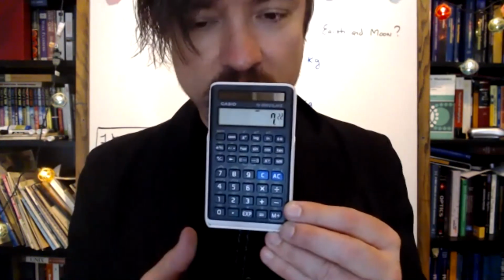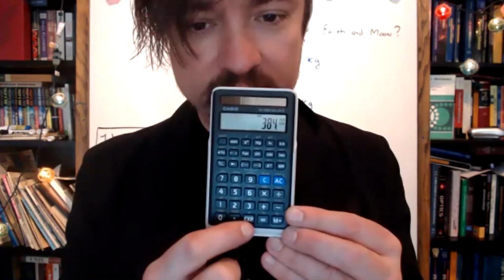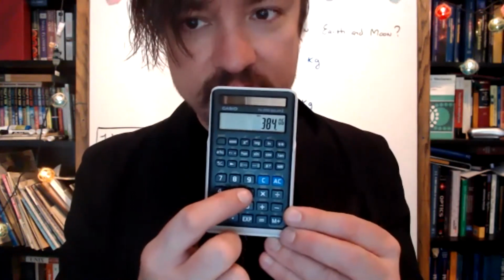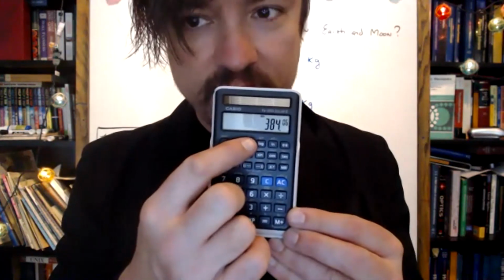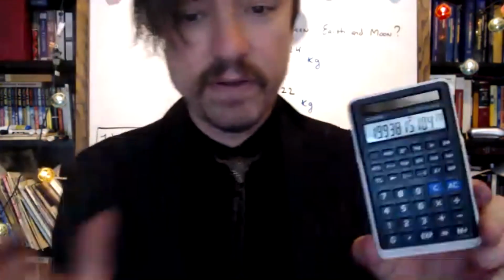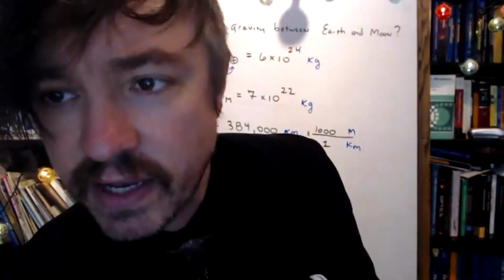times 7 exp 22 divided by 384 exp 6. Now we're going to have to square that. So go up here and hit your x squared key, and then hit equals. Everyone hold your calculator up to the screen. I want to see what you got.